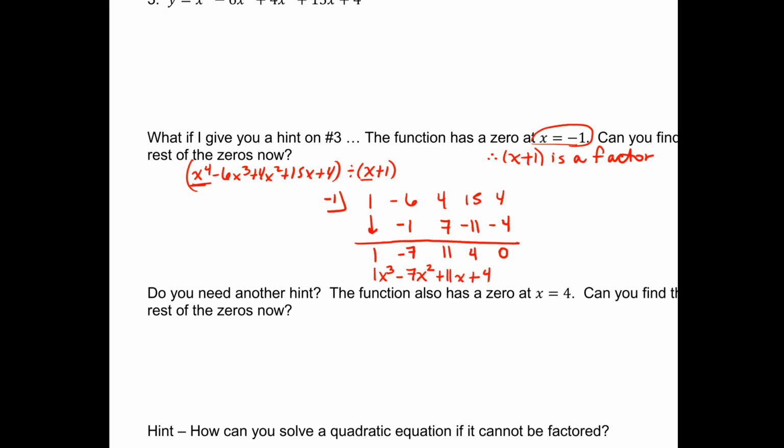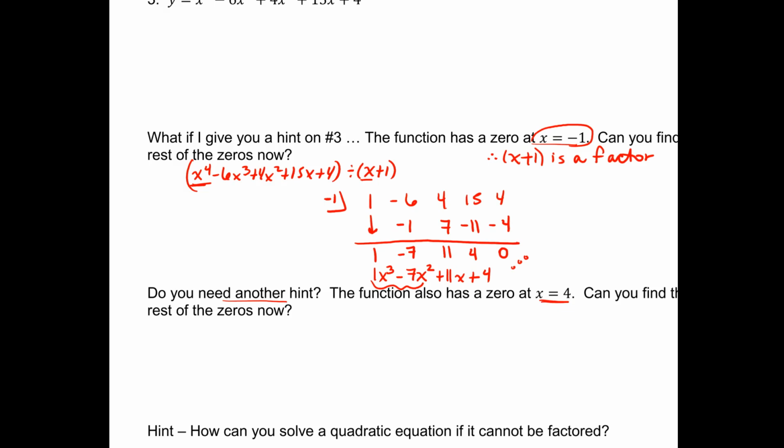Can we factor this? Let's see. Can I factor it? I'd have to factor by grouping. I'd take out an x squared, copy over an x minus 7, and bring it over to the other side, but the other side can't maintain that GCF. Okay, so I'm going to need another hint. Do you need another hint? The function also has a 0 at 4. Can you find the rest of the zeros now?